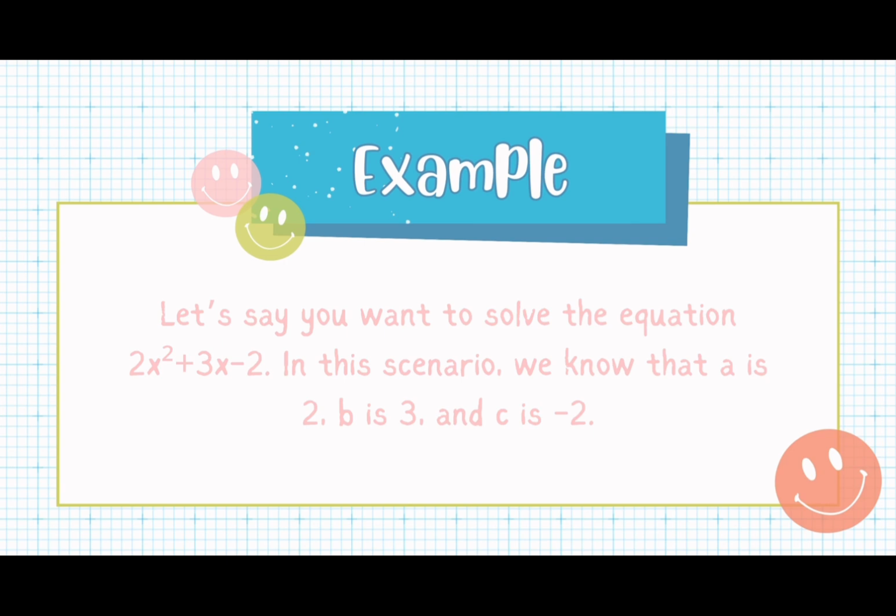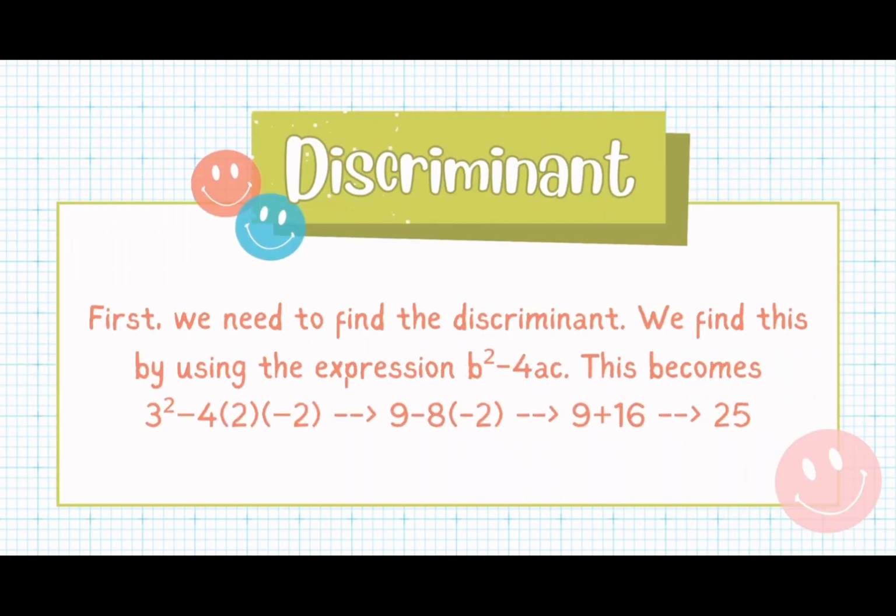Let's use an example. Say you want to solve the equation 2x squared plus 3x minus 2. In this scenario, we know that a is 2, b is 3, and c is negative 2.